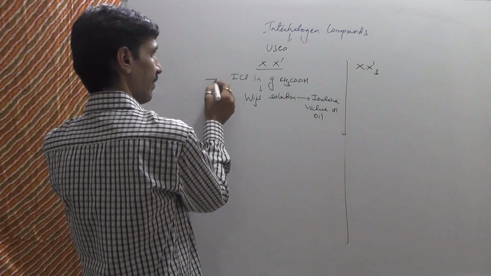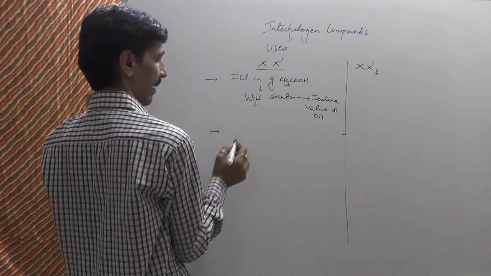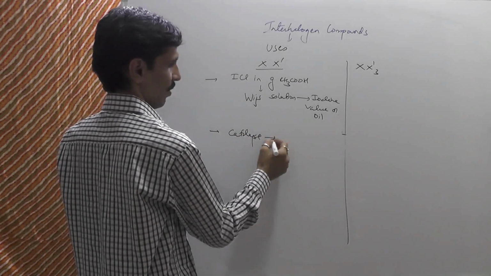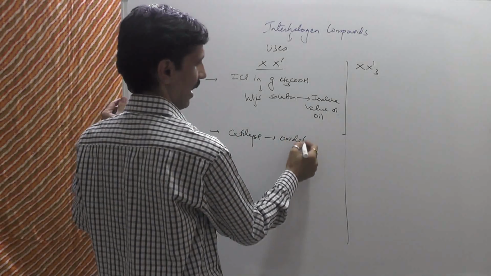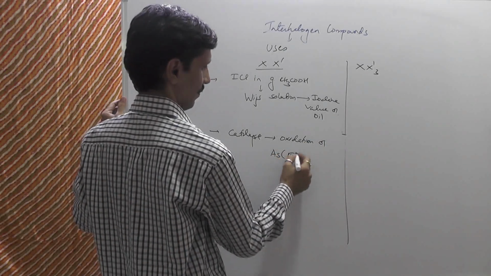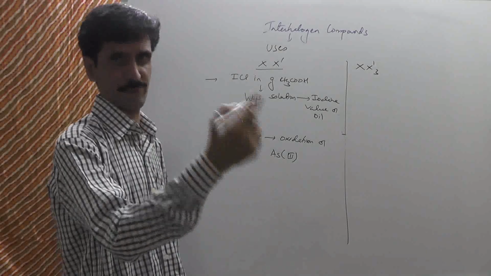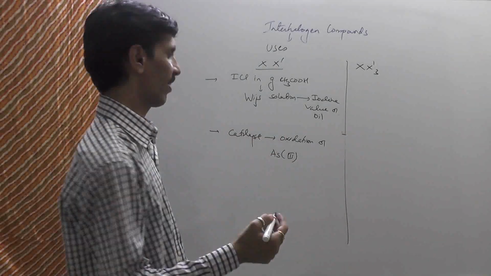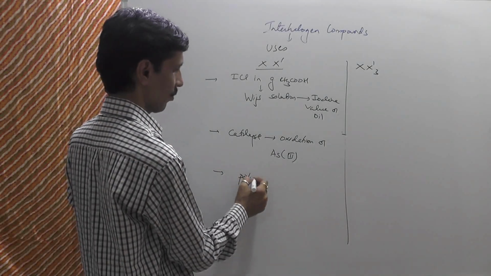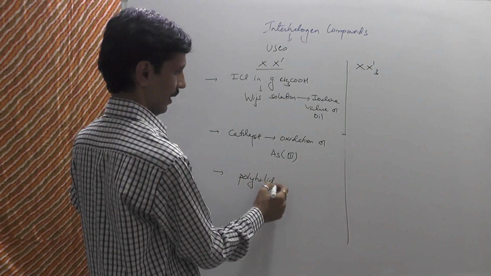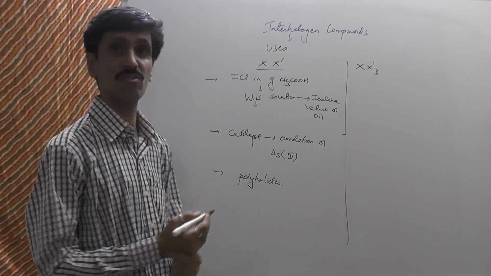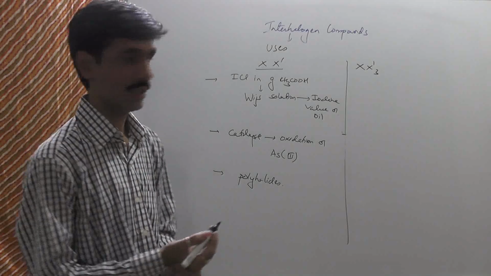Okay, next, they are also used as a catalyst for the oxidation of arsenic 3+. Okay, going from +3 to +5 oxidation state, it is used as a catalyst in that. They can also be used in the preparation of polyhalides. So these are the uses of XX'.